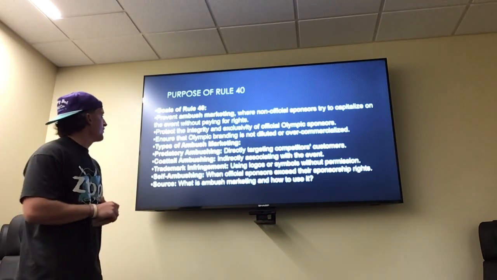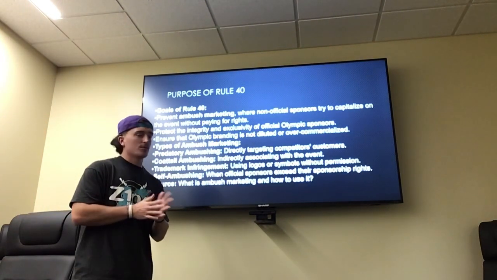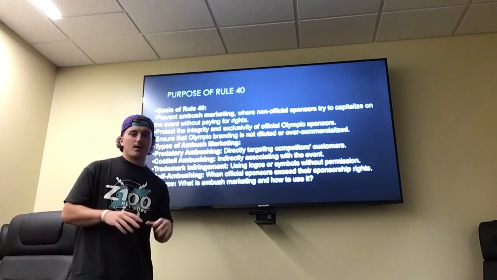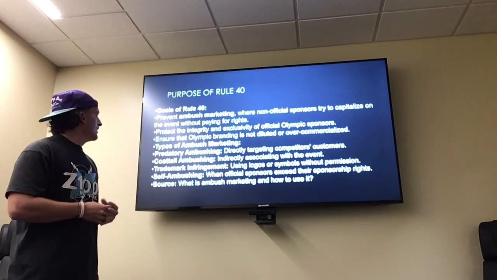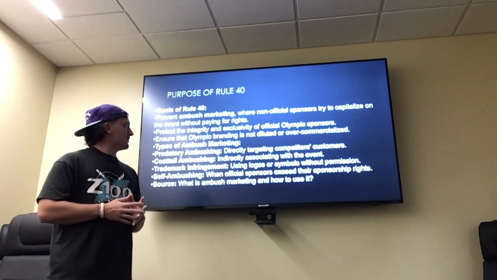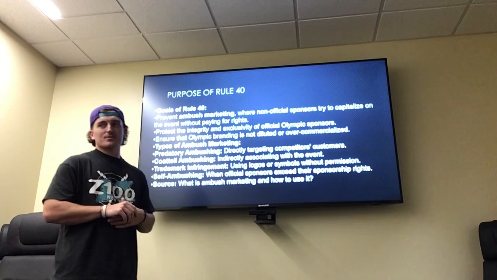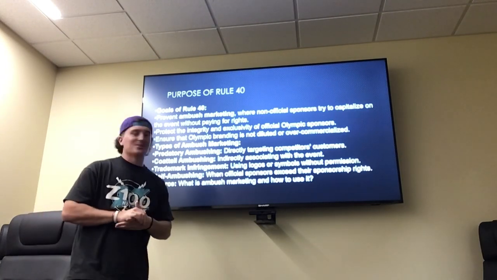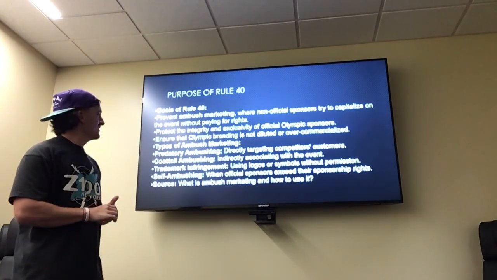The purpose of Rule 40 was to prevent ambush marketing, where non-official sponsors try to capitalize on the event without paying for the rights. It protects the integrity and exclusivity of official Olympic sponsors. It ensures that Olympic branding is not diluted or over-commercialized.